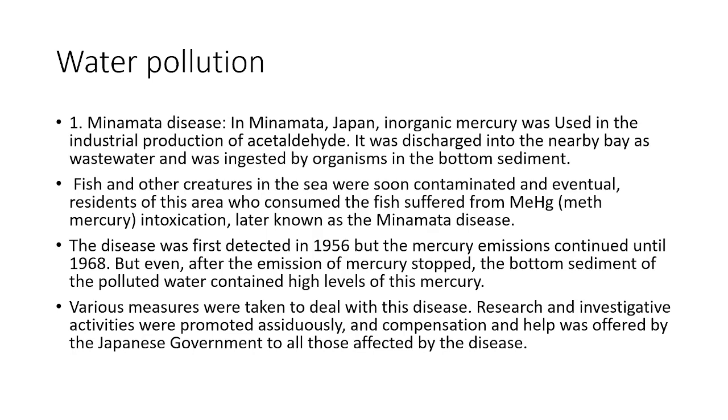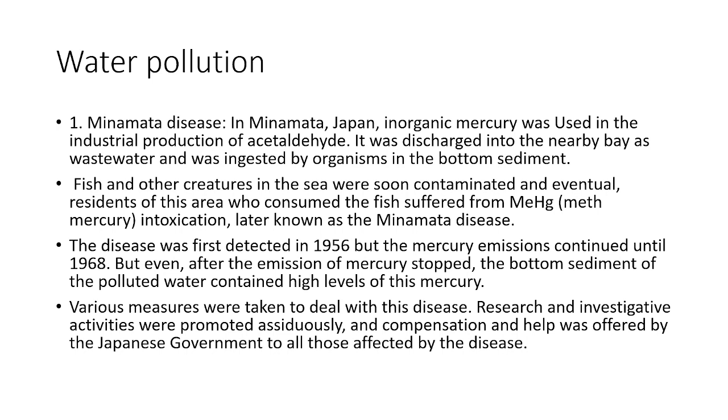From where did this mercury come into the aquatic ecosystem? That is from the industry. That is the industrial production of acetaldehyde, and the effluents which were released into the aquatic body or water system contained mercury, the inorganic mercury. It was discharged into the nearby bay as wastewater and ingested by the organisms in the bottom sediment, because it accumulates in the aquatic ecosystem. The fish and other creatures in the seawater were soon contaminated, and eventually residents of the area who consumed the fish suffered from MMI, that is methyl mercury intoxication, later known as Minamata disease.